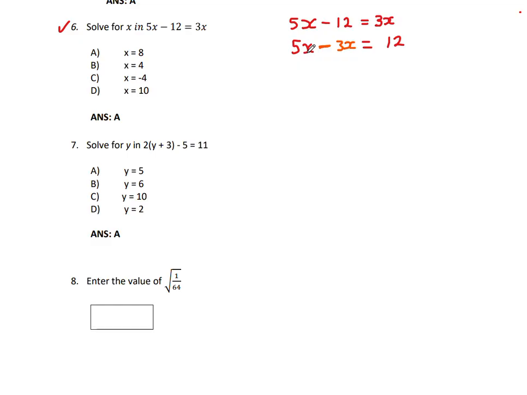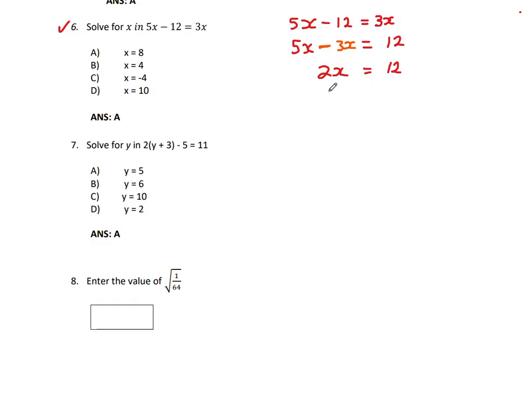Now when I take 5x minus 3x, I get 2x. 5x's minus 3x's gives us 2x's, and this is equal to 12. What we want to do next is to get x on its own. What this is saying is 2 multiplied by a number x is going to be equal to 12. So we need to know what that number is. Just by doing mental math, we realize this number is going to be 6, because 2 multiplied by 6 will give us 12. So x is going to be 6.